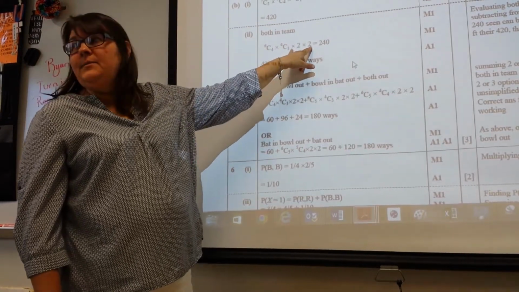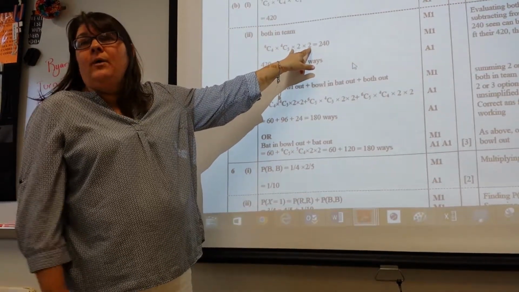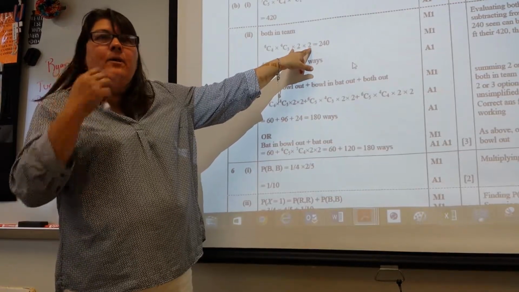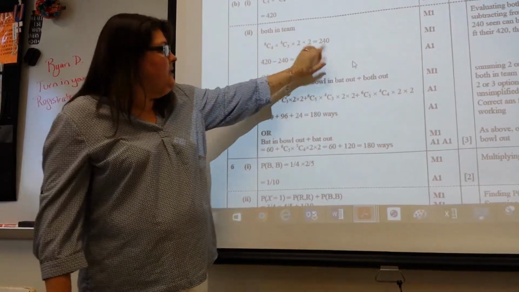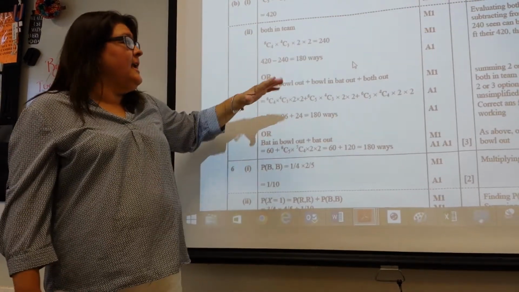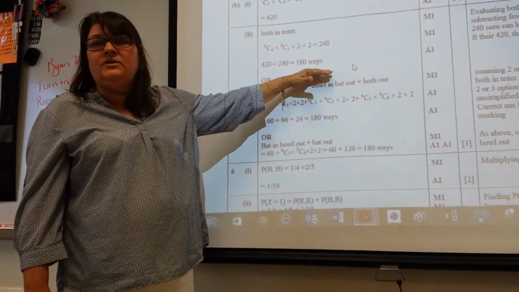And then why the 2 times 2? Because you still have to choose one wicket, whatever that is, and one of the others. And if you multiply that all together, you get 240 ways that could potentially happen. Subtract it from the 420, and that's your 180.